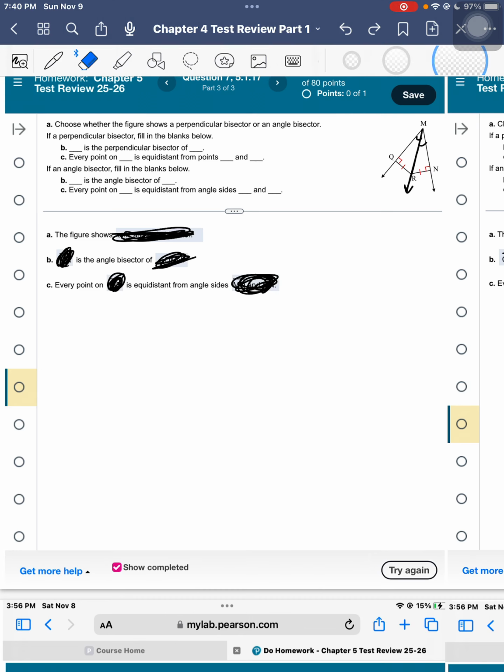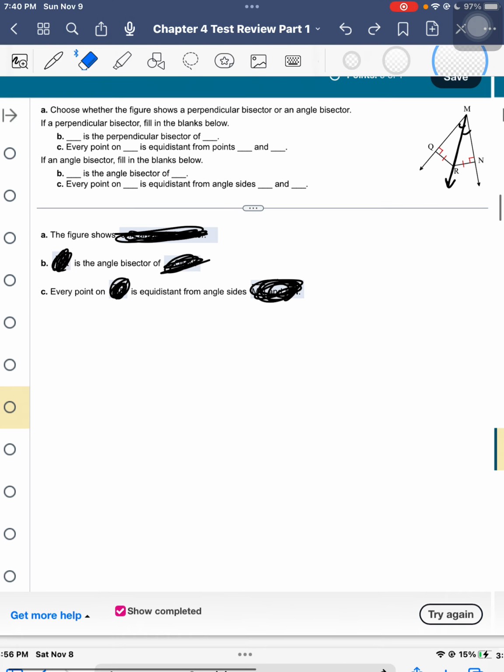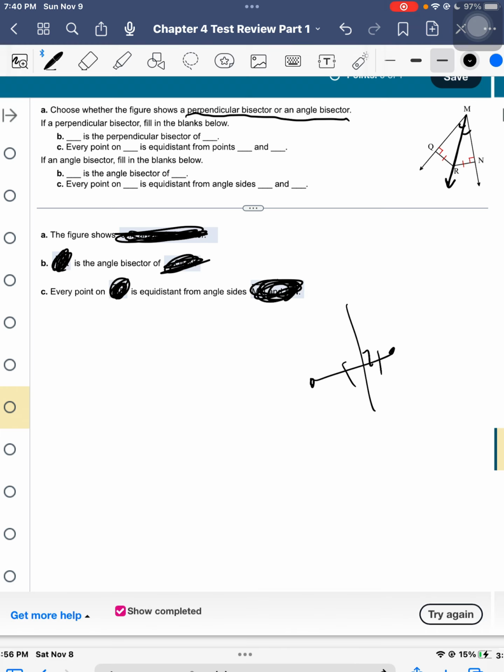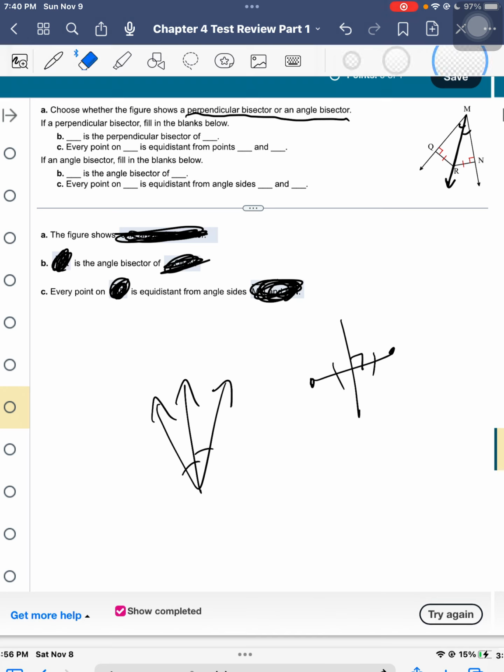So let's read this. Look at A. The figure shows an angle bisector. There is no perpendicular bisector. So when we see here in the options, is it a perpendicular bisector or an angle bisector? We know perpendicular bisectors are only found in segments. Angle bisectors are found in angles. So this figure shows only an angle bisector.